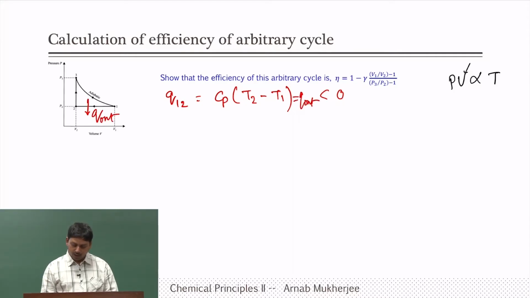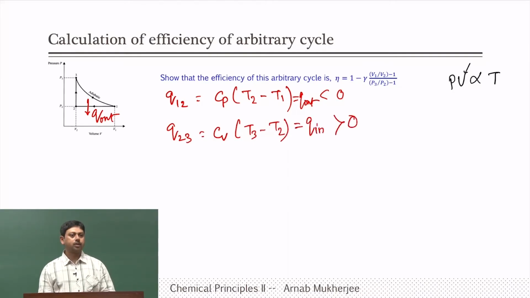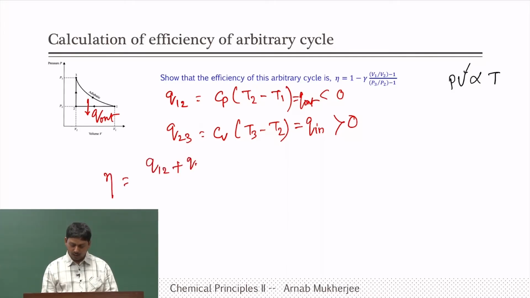And 2 to 3 will be a Q in step, and this is a constant volume. So, it will be Cv times T3 minus T2. So, this is our in step, which is greater than 0, and the 3 to 1 step is 0, it is an adiabatic process. So, what is the efficiency? Total heat change, which is Q12 plus Q23, and what is our input? Our input is Q23. So, we have to understand what is input and what is output, otherwise we will not be able to put it in the efficiency calculation.